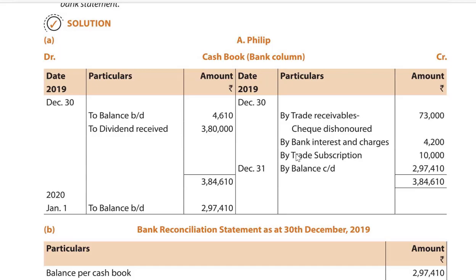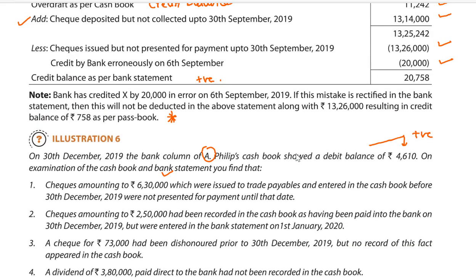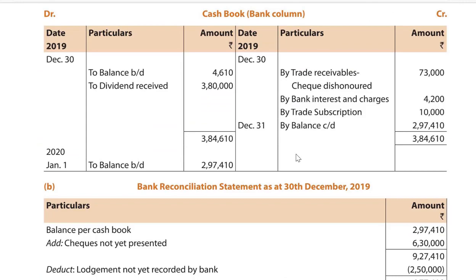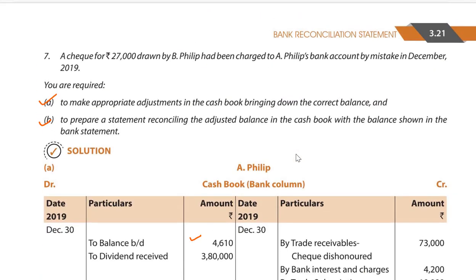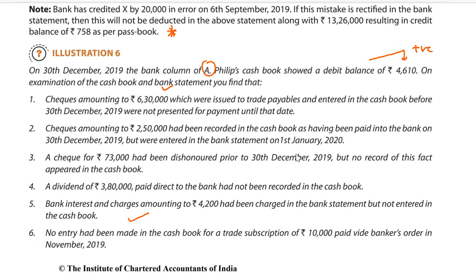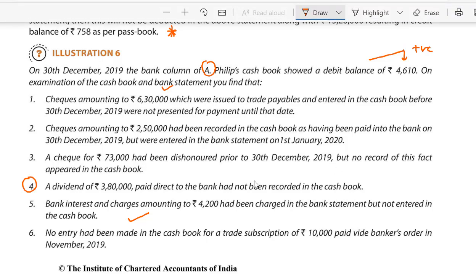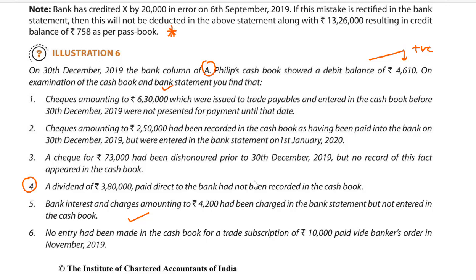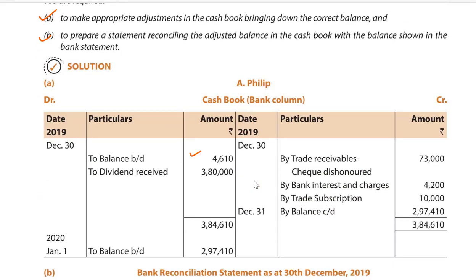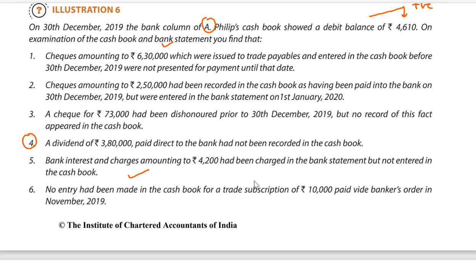So we'll begin with the opening balance, that is 4,610. Over here we have received a dividend of 3,18,000 that has been directly paid into the bank account. So we also need to add it in the cash book. 3,18,000 needs to be added in the cash book. There is a check dishonor of 73,000. So in the bank account it is minus. In the cash account we also need to deduct it.